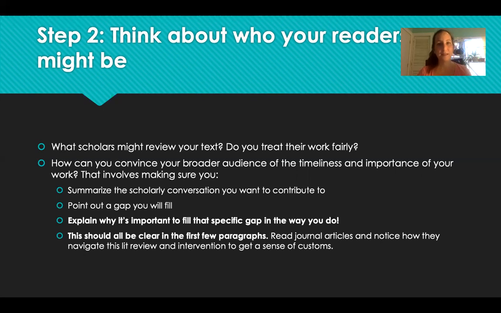The trickiest thing is that this should all be clear in the first few paragraphs. I think that you're going to have lots of time to go back and flesh out the scholarly conversation and your positioning to it throughout. But by paragraph 2, I should know roughly what's the conversation you're intervening in.